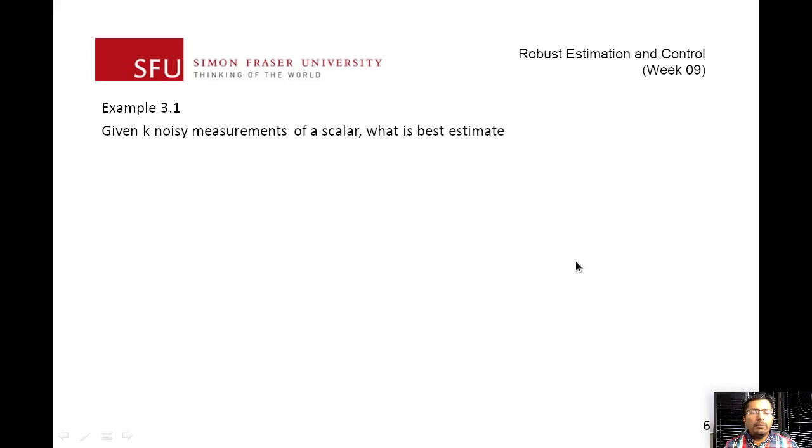So let's do example 3.1 in the book. We are given k noisy measurements of a scalar, and then we're trying to figure out what will be the best estimate of the system. So what does that mean? Essentially we have y i's of the form x plus vi, where vi is some arbitrary random noise, assumed to be a Gaussian process. And then what happens is we have hi1 is equal to 1. So essentially we just have one element.